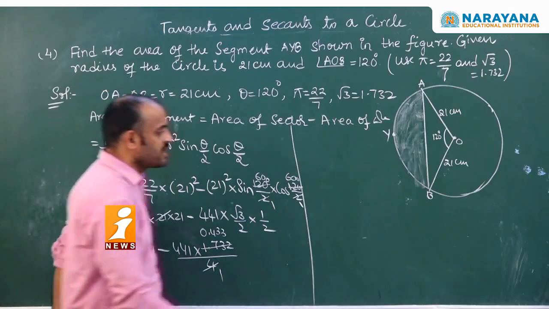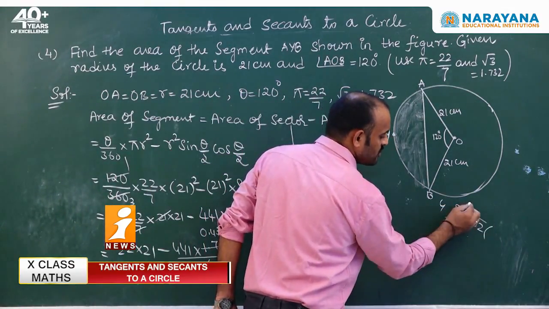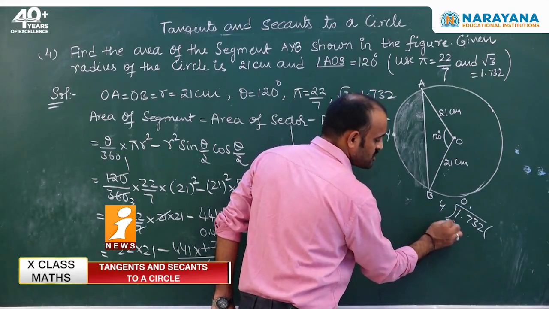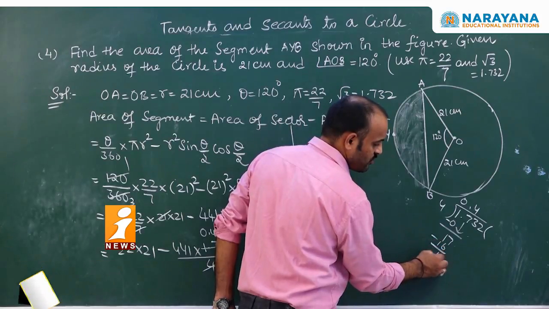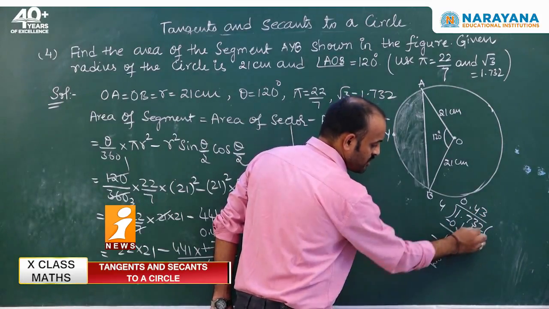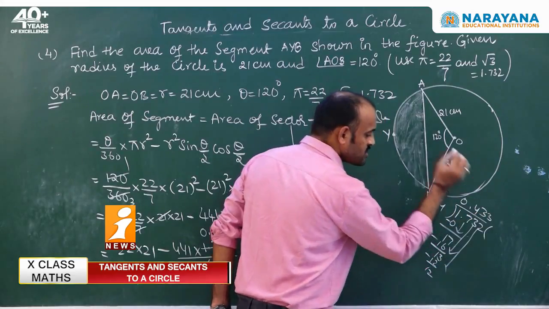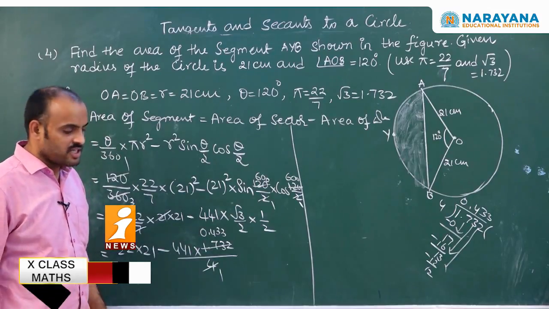If you want to check, check it here. 1.732 divided by 4. 4 into 17, 16, borrow; 4 into 13, 12; 4 into 12, 12. So we get 0.433.